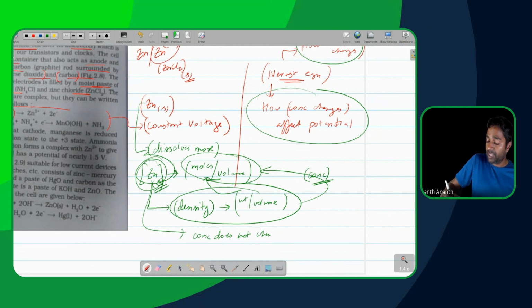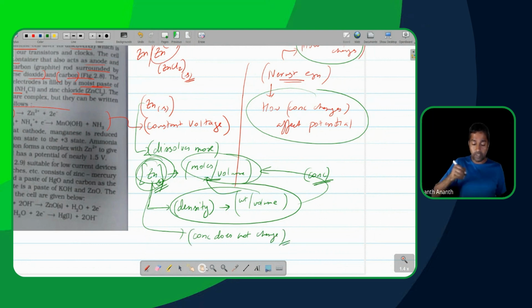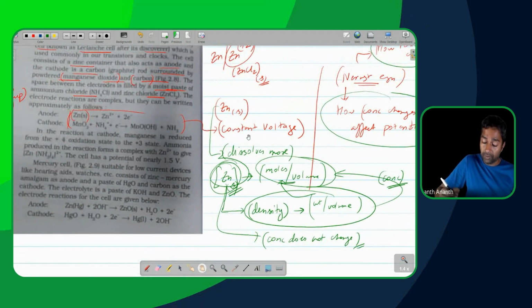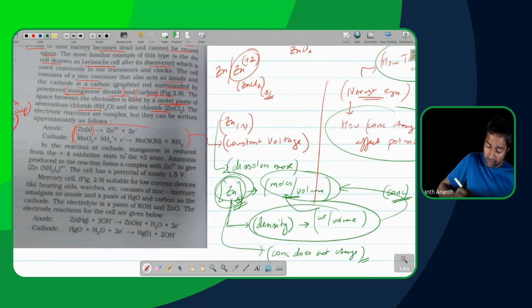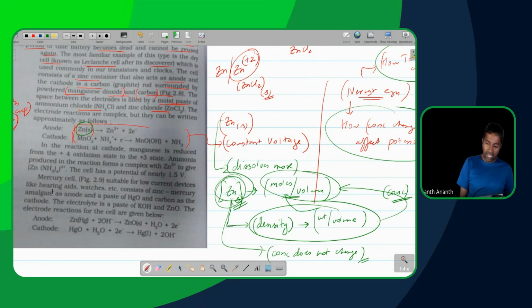You understand what your mistake was here? Yes. So now, if concentration does not change, let's have a look again with fresh eyes. The zinc solid concentration does not change. So can it affect my potential? No. As long as what? As long as temperature doesn't change. So if temperature is maintained roughly constant, the zinc solid does not affect my electrode potential. Good. So one down.